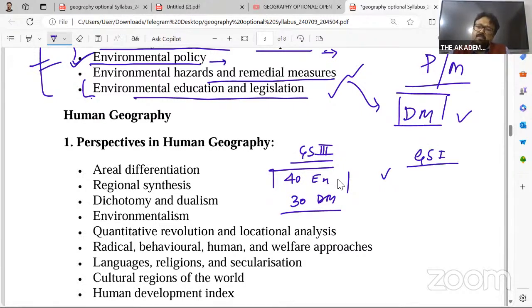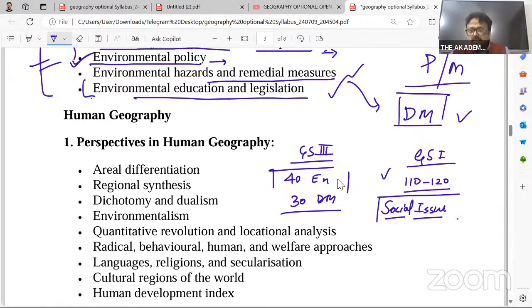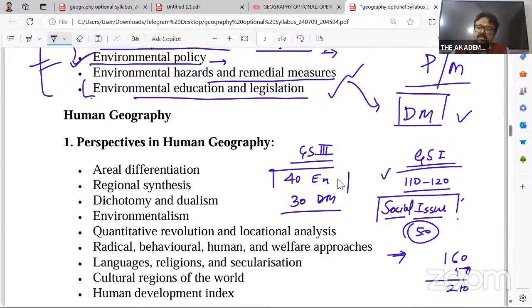GS paper 1, where you talk about geography, core geography is 120 to 110 marks. And then social issues: there are many topics of social issues which are going to be part of this geography optional. Almost 50 marks are from social issues. So in GS paper 1, geography's contribution goes up to 160 to 170 marks, and if we take 50 also, then 210. This is the marks which is given by geography in these two papers.